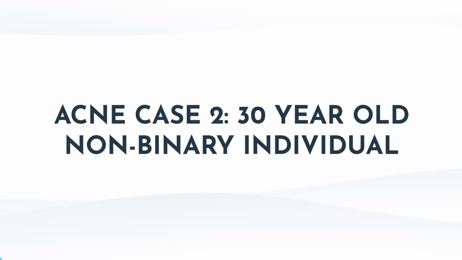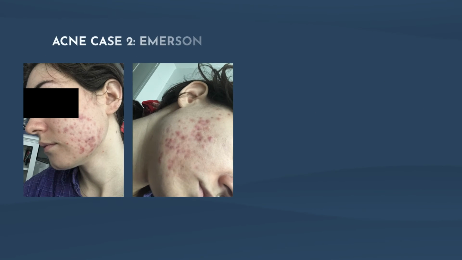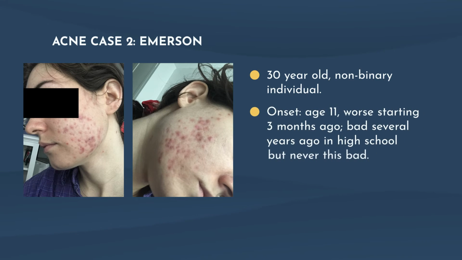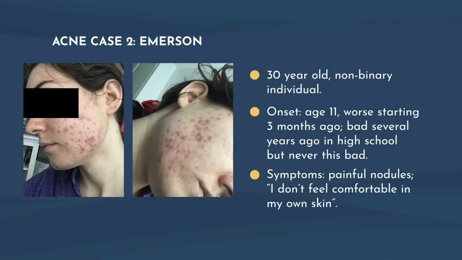Okay, we are going to look at case number 2 now. And case number 2, we are going to look at Emerson. Emerson is a 30-year-old non-binary individual. This person was assigned female at birth, but their preferred pronouns are she or they. Emerson, also not their real name, started having acne at age 11. It got worse starting 3 months ago, and it got very bad several years ago in high school, but it's never been as bad as it is now. And there's very painful nodules, and they said, I don't feel comfortable in my own skin.